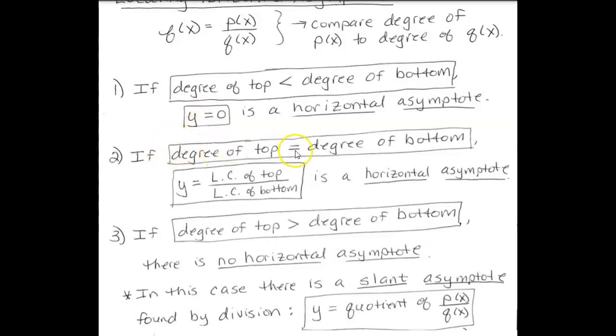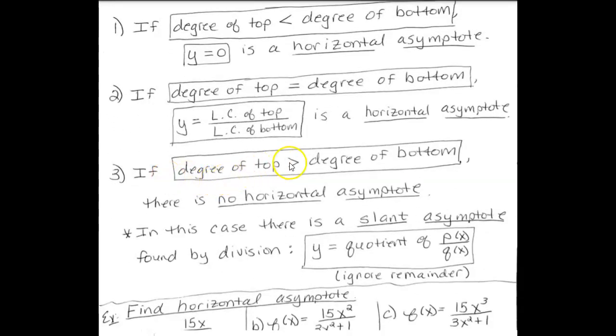If the degree of the top equals the degree of the bottom, y equals, so this is the equation of a line, y equals leading coefficient of the top divided by leading coefficient of the bottom is a horizontal asymptote. So this will just be a number, y equals some number that will be a horizontal line that would predict what's happening on the ends of the graph.